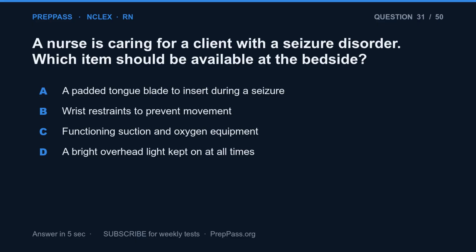Question 31. A nurse is caring for a client with a seizure disorder. Which item should be available at the bedside? A. A padded tongue blade to insert during a seizure. B. Wrist restraints to prevent movement. C. Functioning suction and oxygen equipment. D. A bright overhead light kept on at all times.